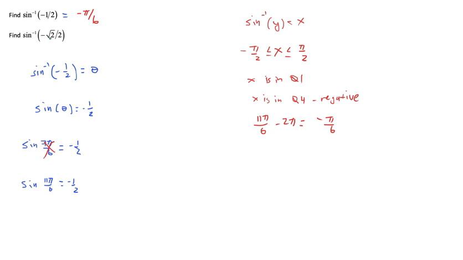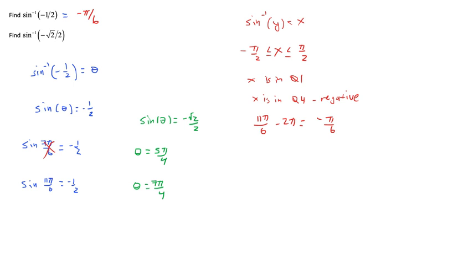So then for negative rad 2 over 2, we do the same thing. The sine of theta must equal negative rad 2 over 2. Of course, we know that sine is equal to negative rad 2 over 2 at 5 pi over 4 and also at 7 pi over 4. But then you have to remember the domain. For the inverse sine function, the angle has to be either in quadrant 1 or quadrant 4.